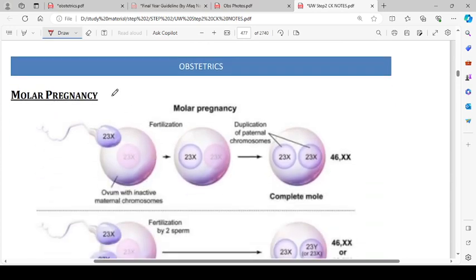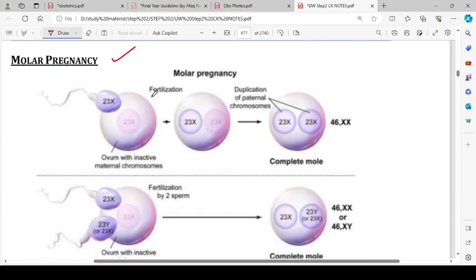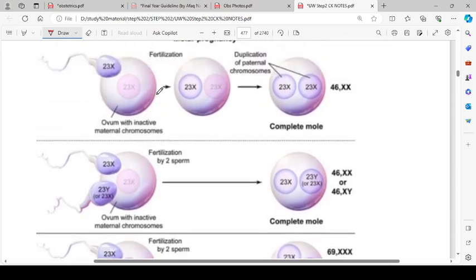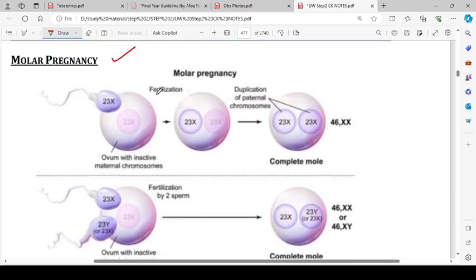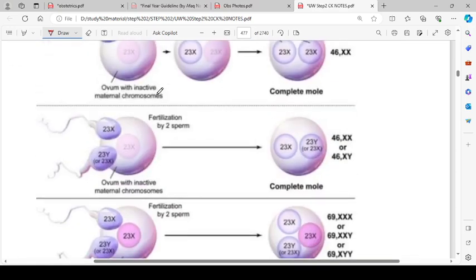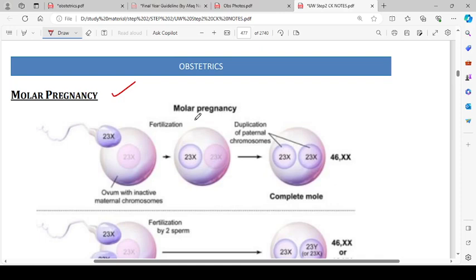Then, what is a molar pregnancy? A molar pregnancy is basically not a pregnancy per se. It's not a viable fetus, right? There are three situations in which a molar pregnancy can occur. The classic scenario is that an ovum with inactivated maternal chromosomes will receive a sperm. The sperm nucleus will duplicate itself, and duplication of the paternal chromosomes will result in a 46XX chromosome. This is a complete mole.